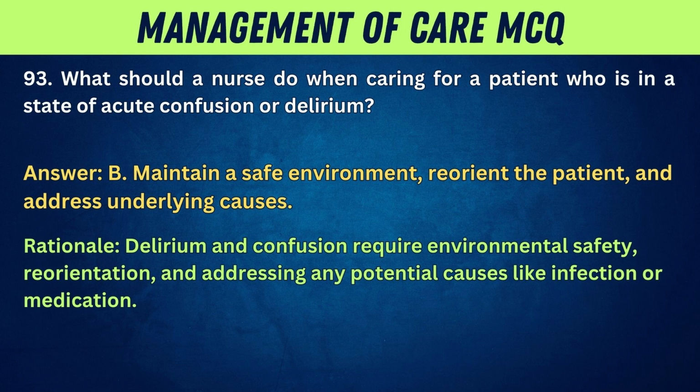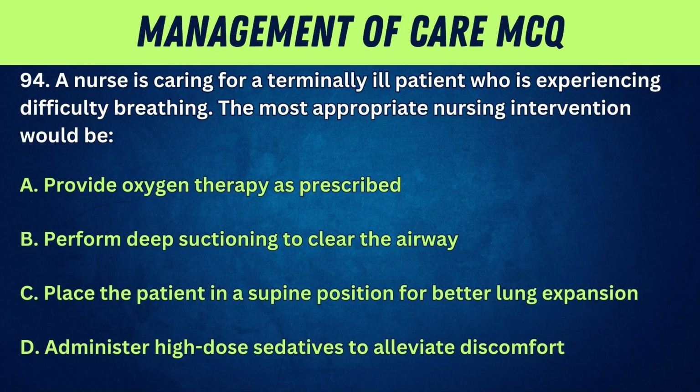Rationale. Delirium and confusion require environmental safety, reorientation, and addressing any potential causes like infection or medication. 94. A nurse is caring for a terminally ill patient who is experiencing difficulty breathing. The most appropriate nursing intervention would be A. Provide oxygen therapy as prescribed.